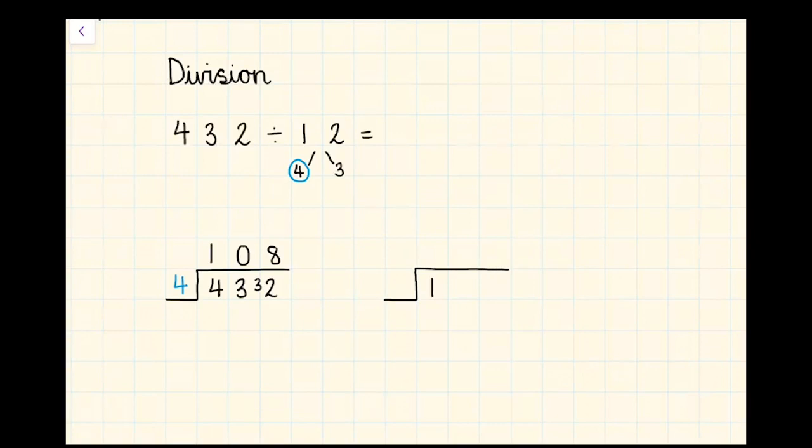We then take that answer and transfer it over to a new bus stop. We then divide that answer by the other number in our factor pair, so in this example, 3. Again, we're going to move from left to right, asking ourselves how many times 3 fits into each of the digits of 108. It goes into 1 0 times with a remainder of 1, it goes into 10 3 times with a remainder of 1, and it goes into 18 6 times. So 432 divided by 12 is 36.